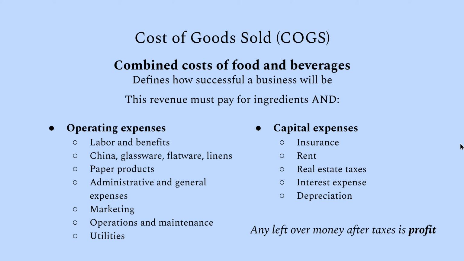Capital expenses are hard expenses, meaning you can't really control them, versus operating expenses. There are some areas in which you can control a little bit more. Capital expenses are insurance, rent, real estate taxes, interest expense, depreciation, everything you need to account for. And anything left over is where we are making our profit. So we can see why math is so important in this industry because we have such a razor thin margin to make any profit.